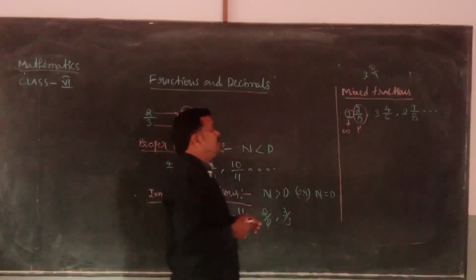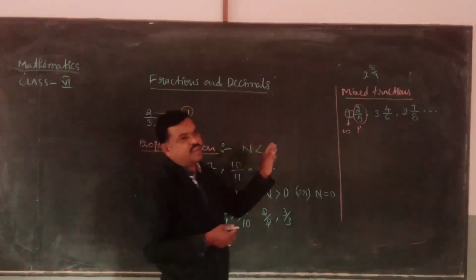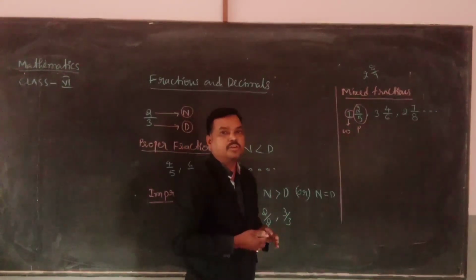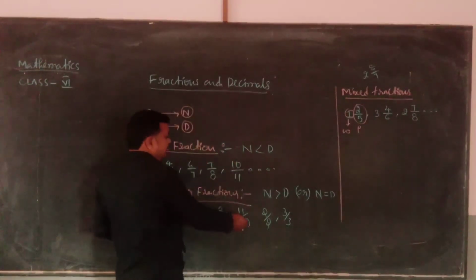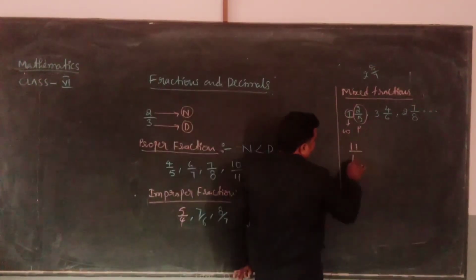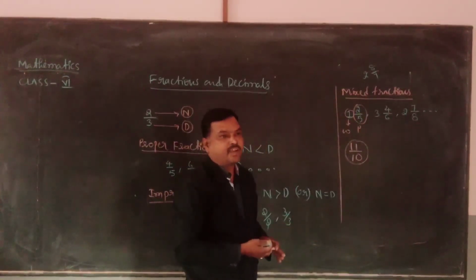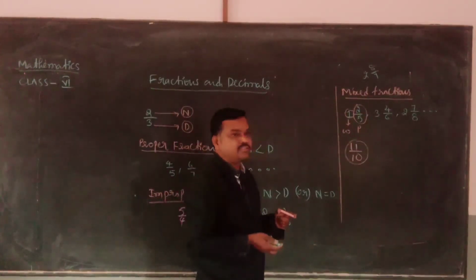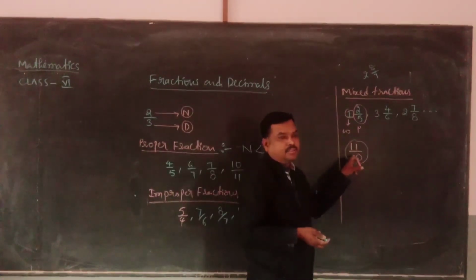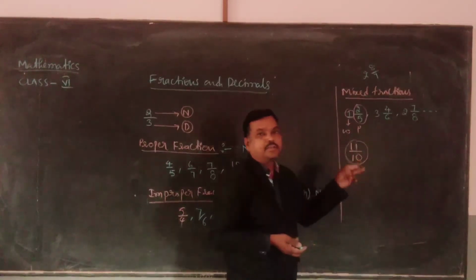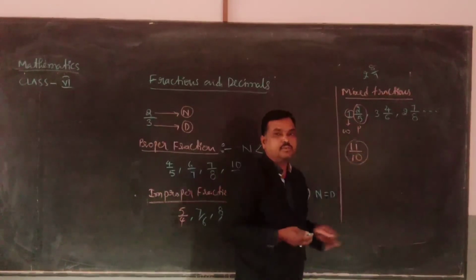Now how to change improper fractions to mixed fractions and mixed fractions to improper fractions? Now I am taking 11 by 10. You know this 11 by 10 is an improper fraction, and we have to change it into a mixed fraction. Divide the numerator by the denominator to convert an improper fraction to a mixed fraction.